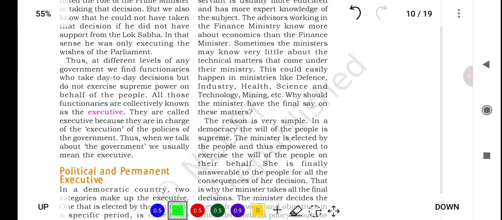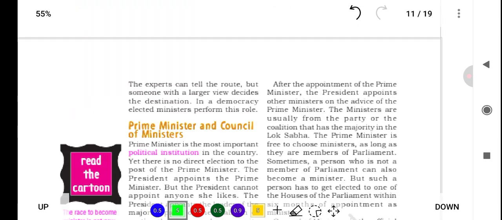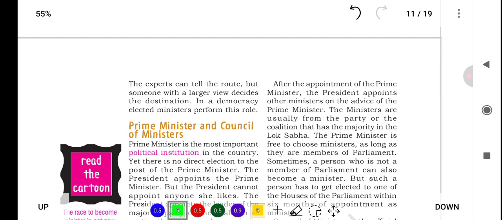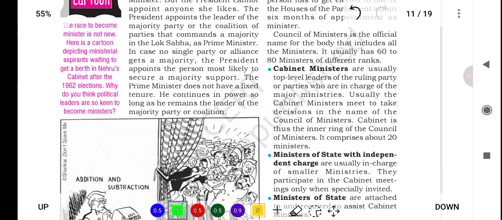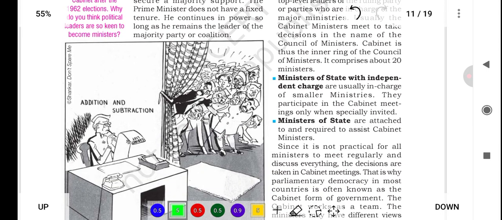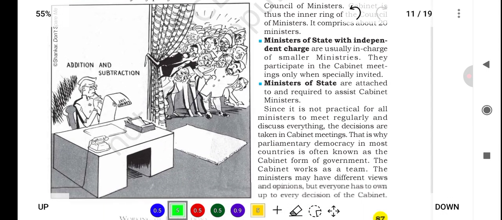Political executive, political and permanent executive, and Prime Minister and Council of Ministers, political institution. And then a cartoon is given here. Cabinet ministers, ministers of state with independent charge, ministers of state. This is a very important portion because questions have been asked directly from it in recent years.